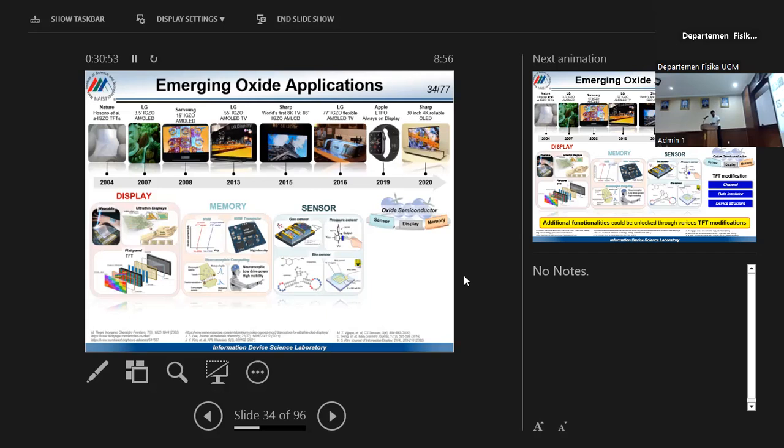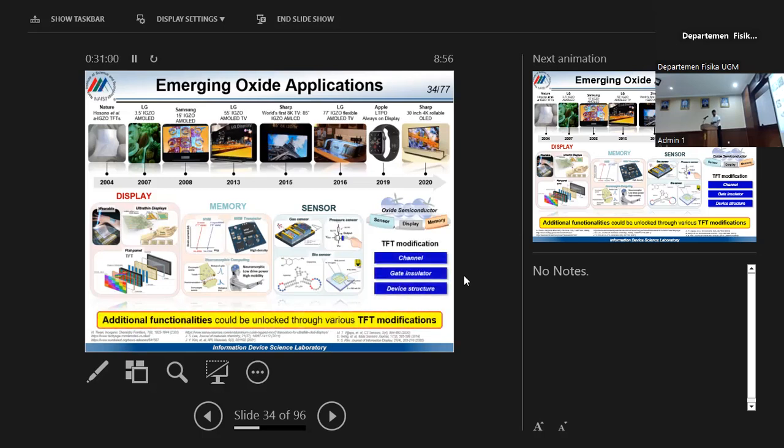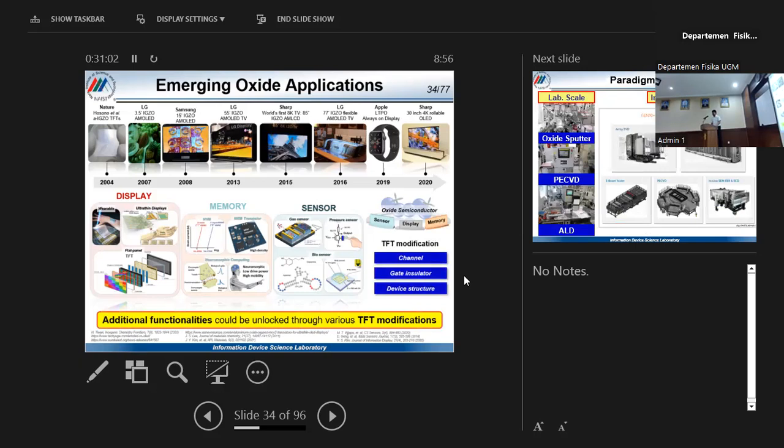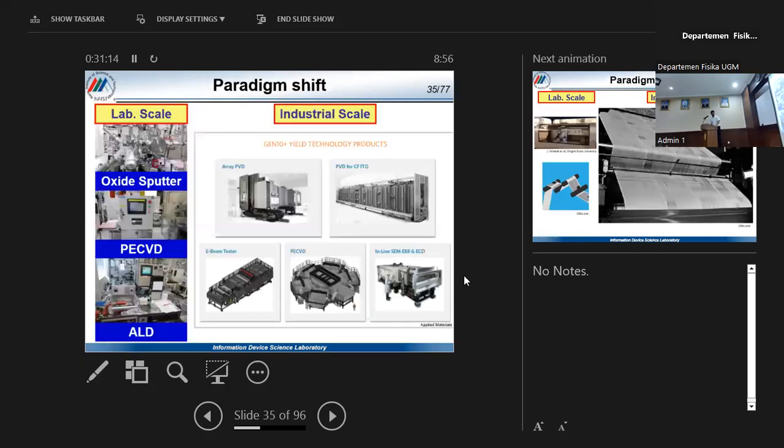And it can also be used for sensor applications, light sensors, gas sensors, pressure sensors. We can do that by modifying specific areas or specific layers of the transistor, the channel, gate insulator, and the device structure. So additional functionalities can be unlocked through various TFT modifications.